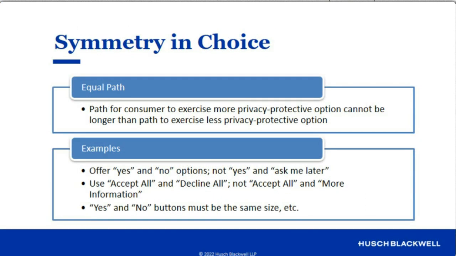So with respect to the boxes that we looked at here, just to go through a couple of these boxes, symmetry in choice is a real interesting one. Essentially what they're saying is, hey, the path for the consumer to exercise the privacy-protective option has to be the same as the path for them to exercise the less privacy-protective option. And they give examples, and I've identified a few of them here in the text. But basically, hey, if you offer yes, you have to offer no, right? If you offer yes, you can't just say yes and ask me later. If you have an accept all, then you must have a decline all, not a more information button.